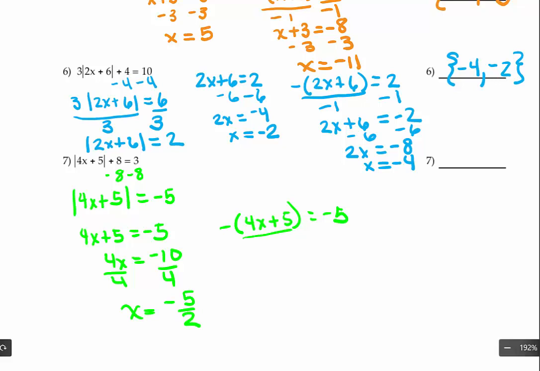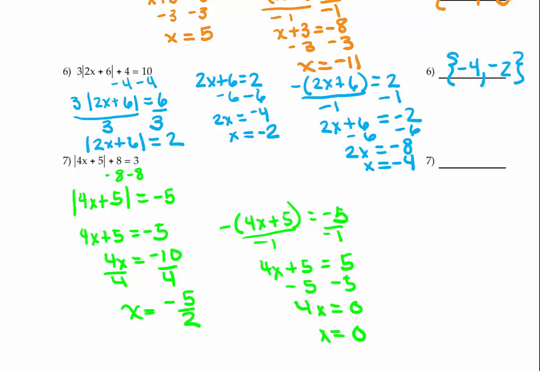Solve on this side. Divide both sides by a negative 1. I have 4x plus 5 is equal to 5. Subtract 5 from both sides. I have 4x is equal to 0. Well, then I get x is equal to 0.